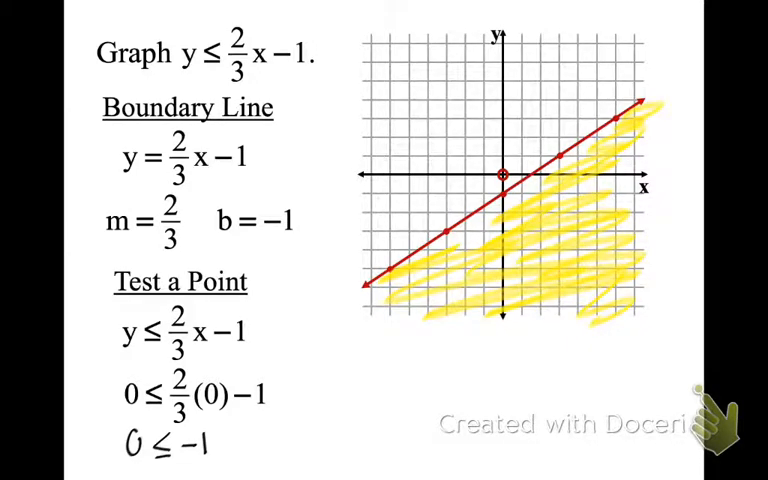If it's a true statement, you shade the test point side. If it's a false statement, you shade the other side. Okay, yes, questions? So the question is, how do you choose a test point? You can choose any point.